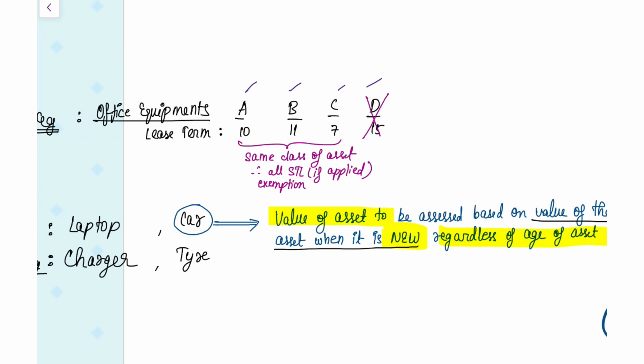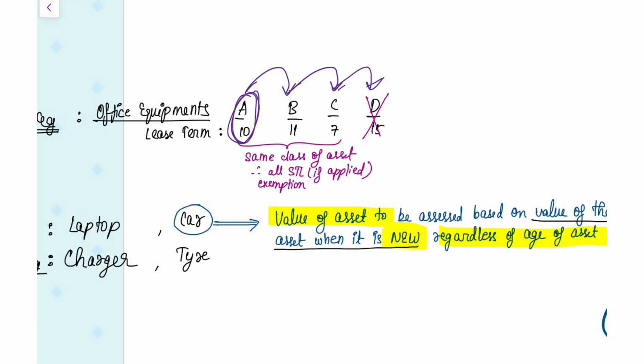Here what they tell you is that if you are applying a short term lease exemption to a particular asset, then you must apply that exemption to all assets of the same class. Suppose asset A has a lease term of 10 months and we have taken the exemption for it, then all the office equipments should come under the exemption. You cannot apply the exemption to only one asset within a class of assets. If you are taking it for a class of assets, then you have to apply the exemption for all the assets coming under that same class.